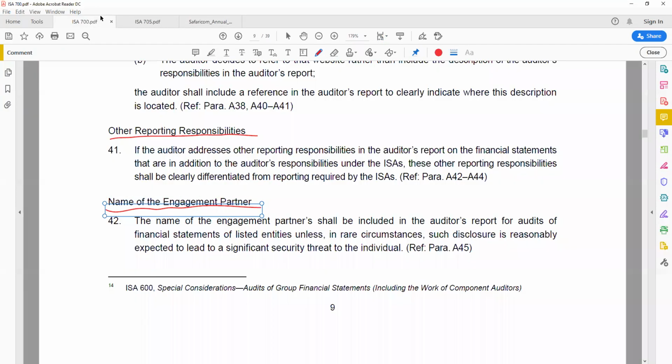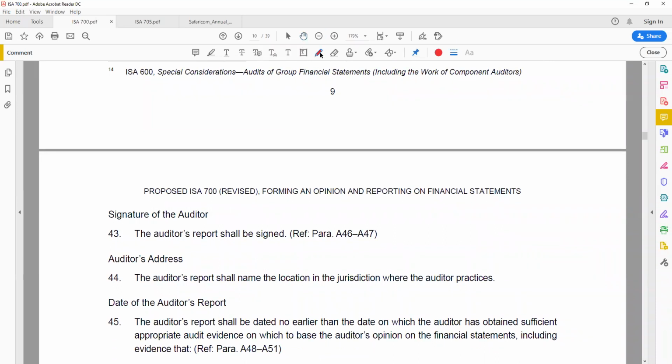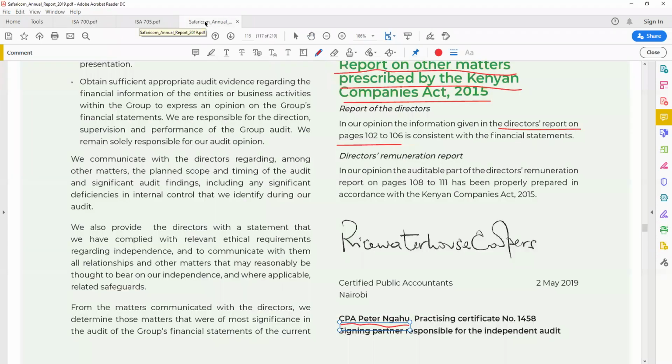Next, of course, is the name of the engagement partner, the signature of the company or the partnership, the signature of the auditor, the auditor's address, and of course the date. So here it is: the signature of the auditor, the date of the auditor, and the address of the auditor. All those things need to be contained in the auditor's report.